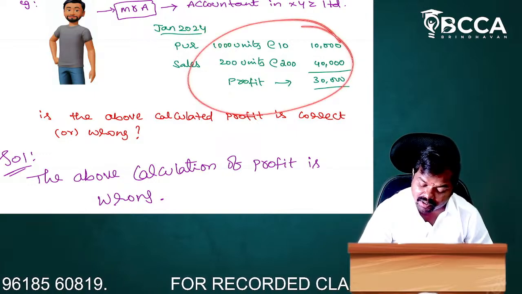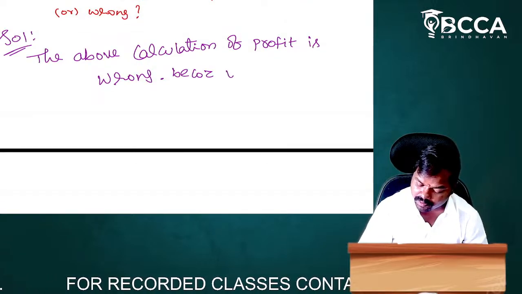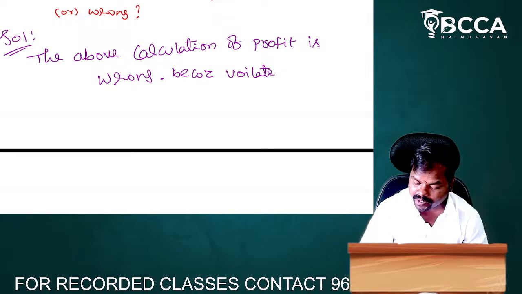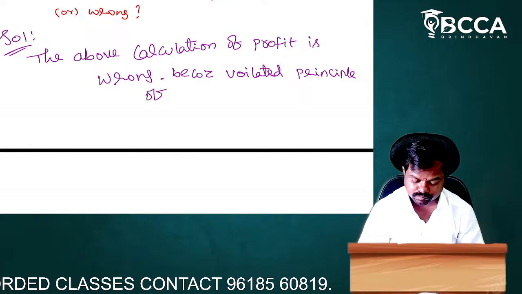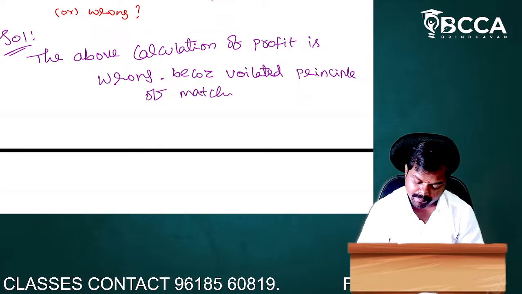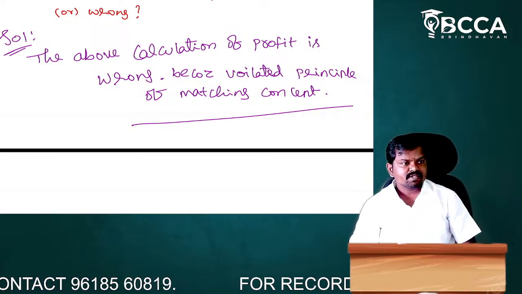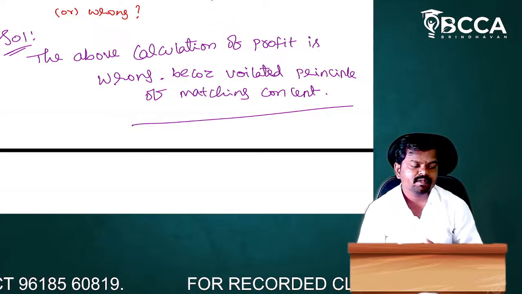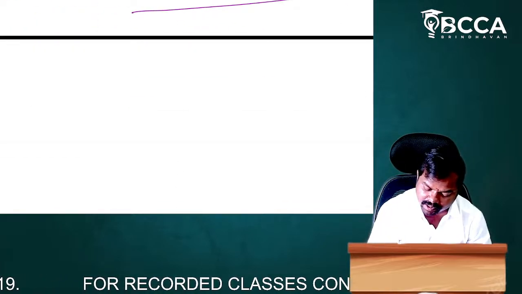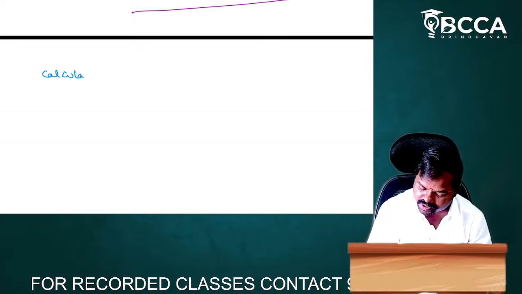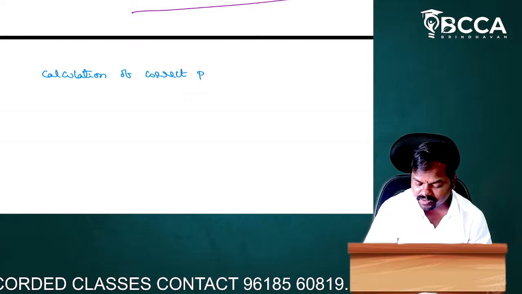It means this calculation is wrong based on the violation of the principle, because the principle of matching concept is violated. Principle of what? Matching concept. Now you might be thinking, sir, how to calculate correct profit? How to calculate correct profit? So, calculation of correct profit. How to calculate, sir?